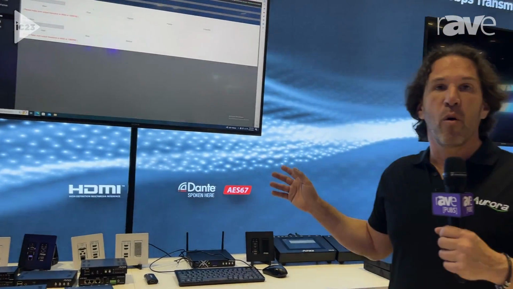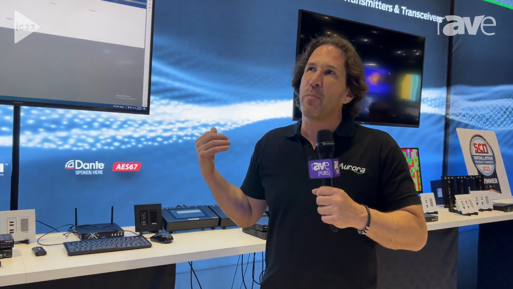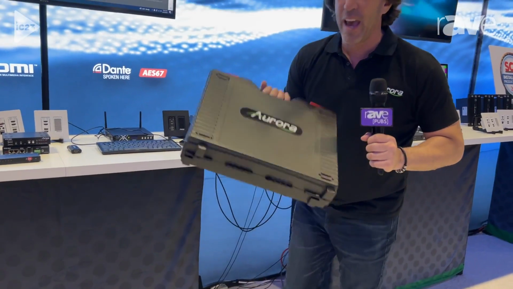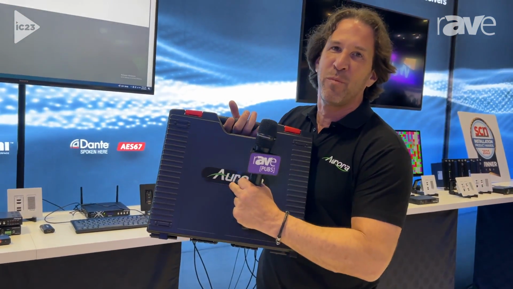This is also battery powered, by the way. There's always something more to talk about. And I think it holds up to about 3 hours of battery, and it comes with a handy dandy case, which has got our awesome logo on it.